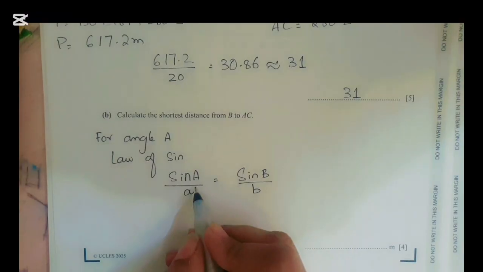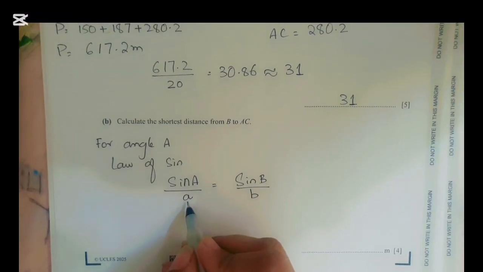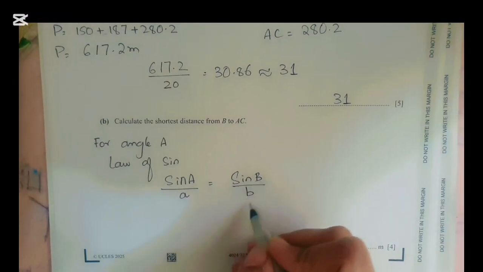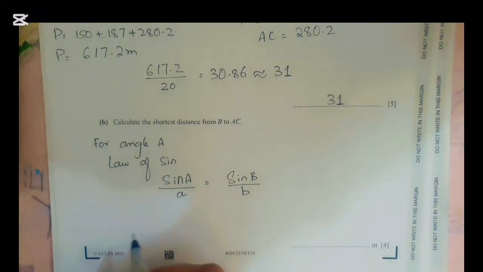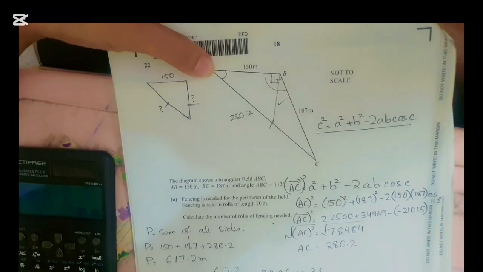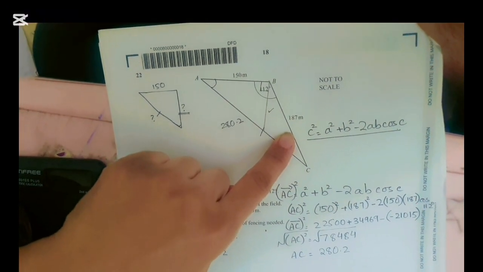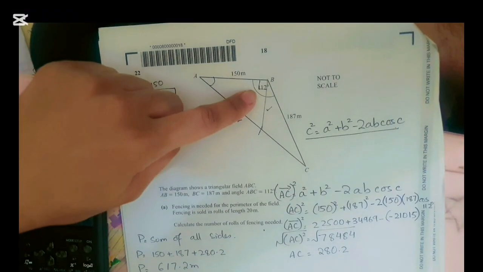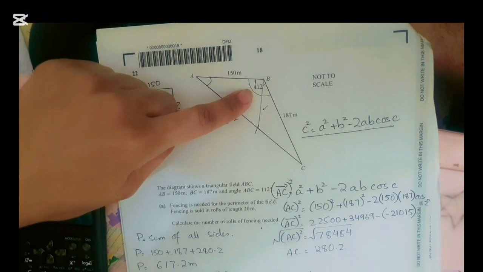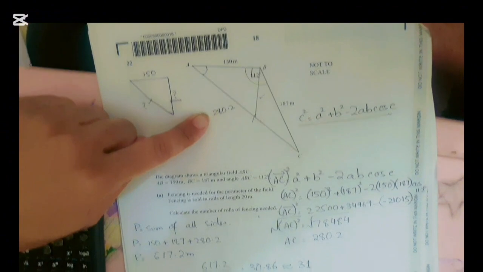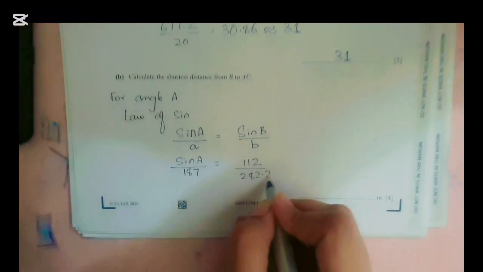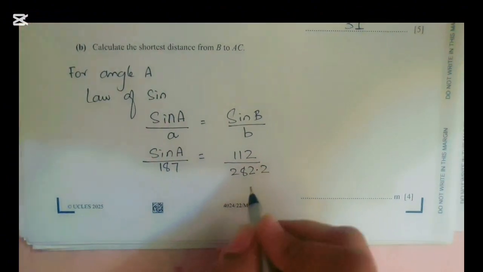Sine A shows the angle and small a shows the side; sine B shows the angle and it also shows the side. Sine A we don't know, so I am writing sine A as it is. What is the side opposite to this? That is 187, equals sine B, we know 112, and the side opposite to this is 280. To remember, I am considering the graded triangle to find this.